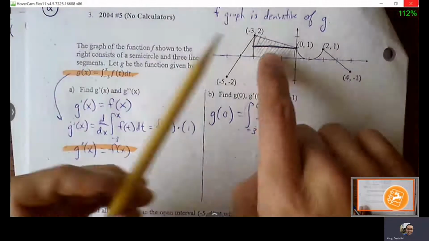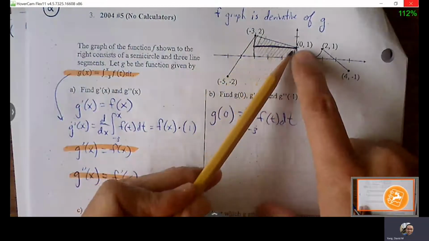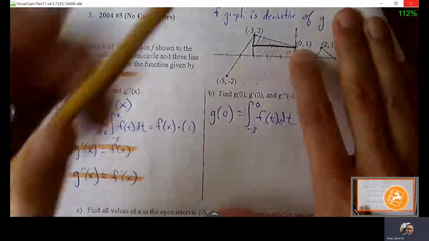So geometric shapes. The triangle is 1/2 base times height, 1/2 times 3 times 1. That's 3 halves, or 1.5.